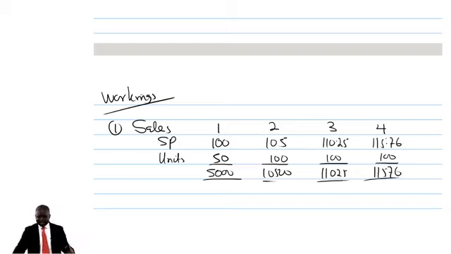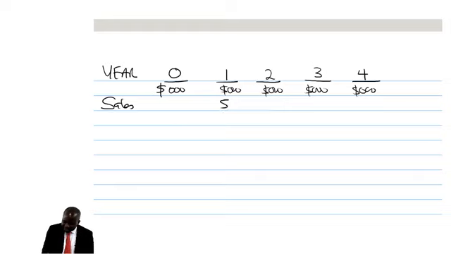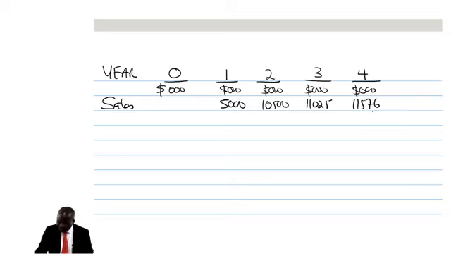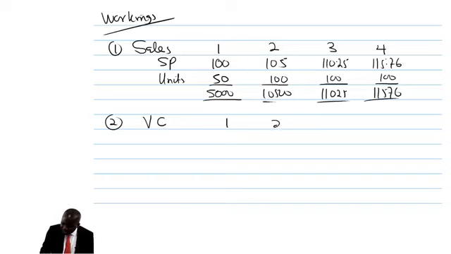I move myself up straight. What are my sales figures? This is 5,000. This is 10,500. This is 11,025. 11,576. I am done with my sales. I go to my variable cost. I go and do the workings and I bring myself up. Workings 2, variable cost year 1, 2, 3, and then 4.